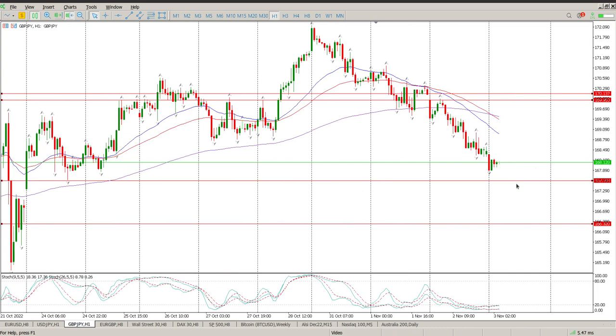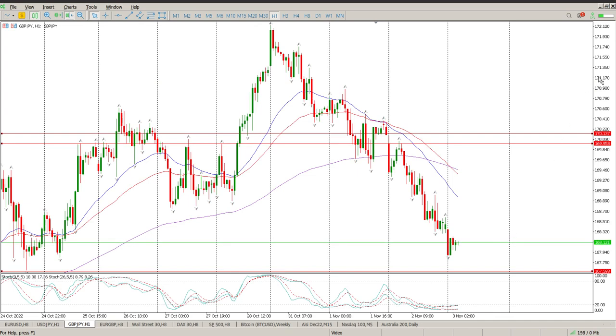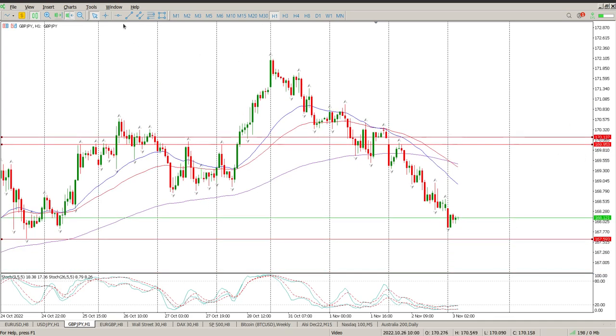So I would expect us to tag this area 167593, but then this gap as well. So I'm going to wait a little bit longer on this pair. We should be looking to ride this trend to the downside.